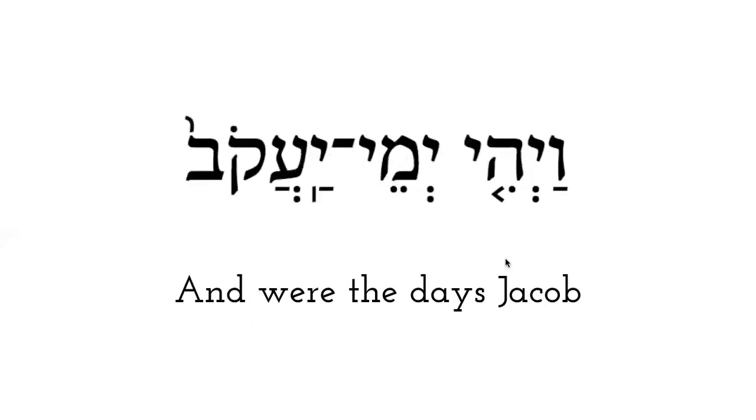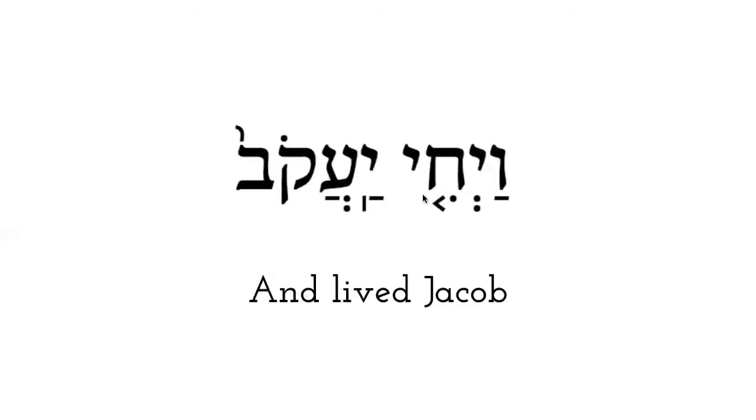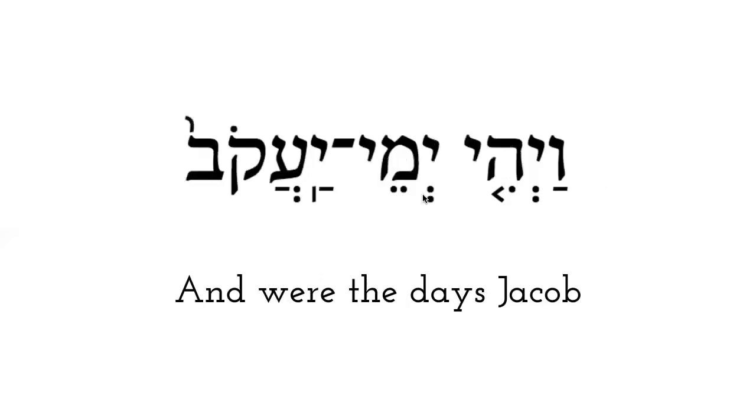Next we have a word that sounds very similar to the first word we had, which was Vayechi, and he lived. The only difference here is we have a hey instead of a chet. So instead of Vayechi, this is Vayehi, and Vayehi means and there was. Here we're going to translate it as and there were, because it's plural.